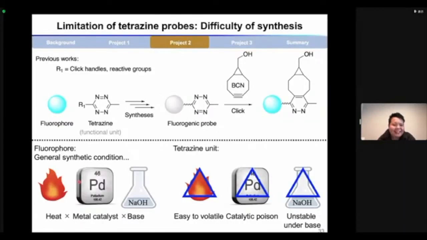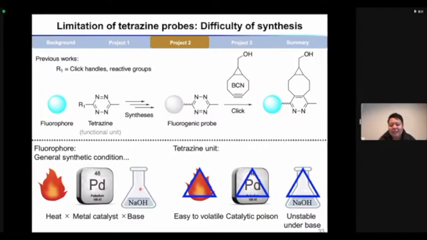So as I said, if you want to make your fluorophore and tetragen conjugate, actually the synthesis is very hard. You need to prepare the fluorophore and tetragen or tetragen precursors, and upon the quick reaction or whatever reaction, you need to conjugate the tetragen and the fluorophore, and that will work as a fluorogenic probe. However, maybe you know well that those fluorophores in general need a pi extension reaction, which requires heat, metal catalysts, and base.